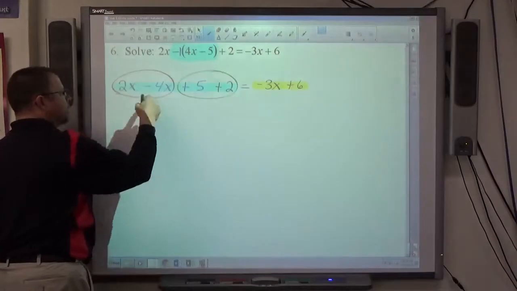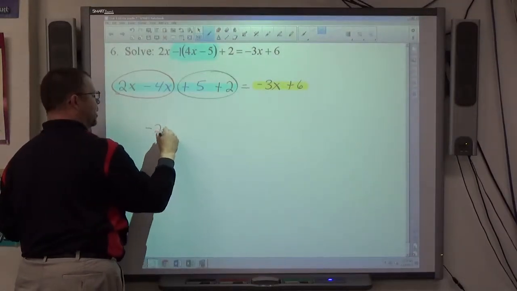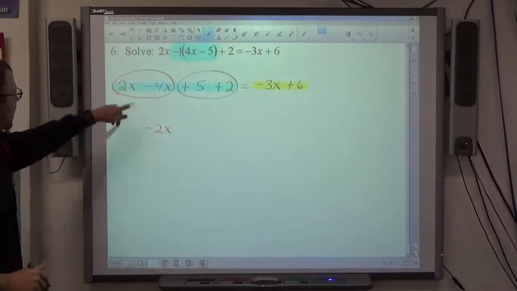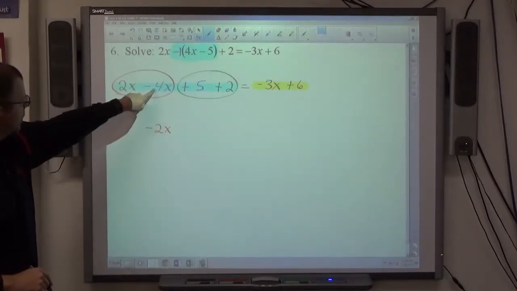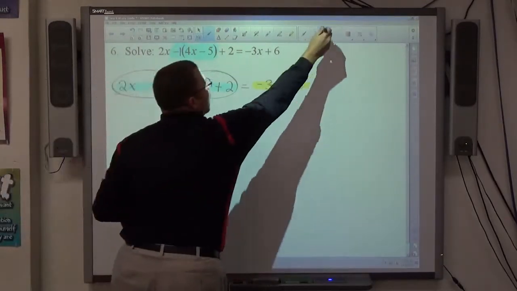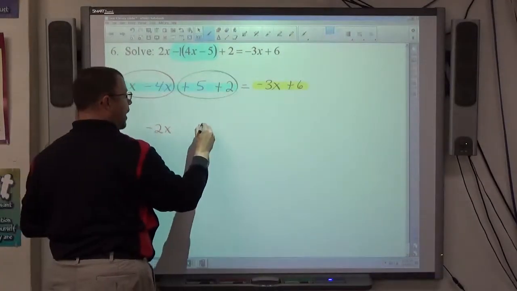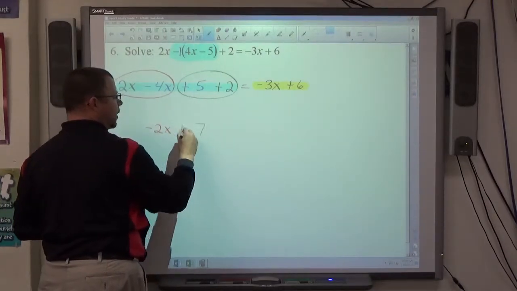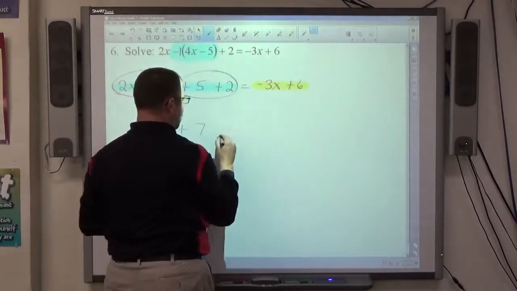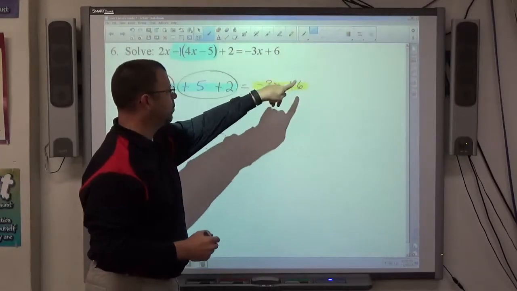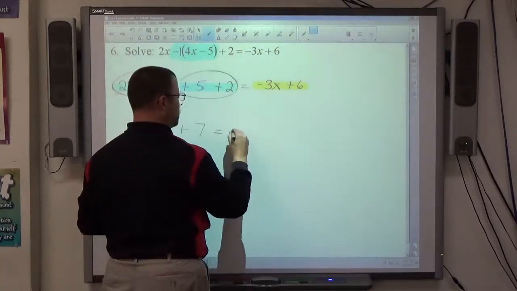So 2x minus 4x makes negative 2x. I subtract it because the signs are different, and it's negative because 4 is bigger, so we keep that sign on the answer. 5 and 2 are both the same sign, so I add those together, and they're both positive, so I get a positive. Over on the right-hand side, there's only one x term, only one number, so the right-hand side is perfectly fine the way it is.